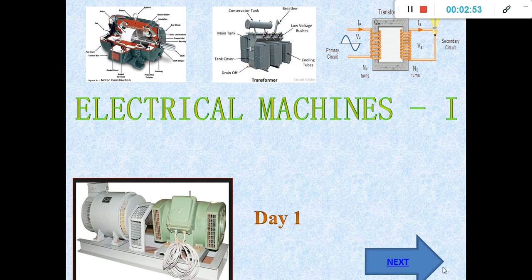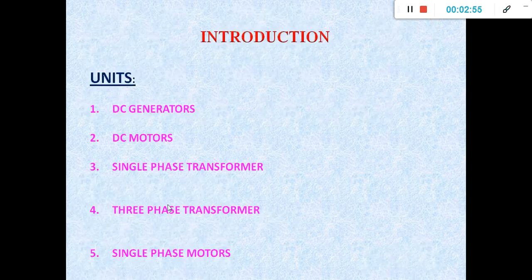Next, this subject is split into 5 units. One is DC generator, the next one is DC motor, then single phase transformer, the fourth unit is 3-phase transformer, and the fifth unit is single phase motor. These are all the things we are studying in this subject.